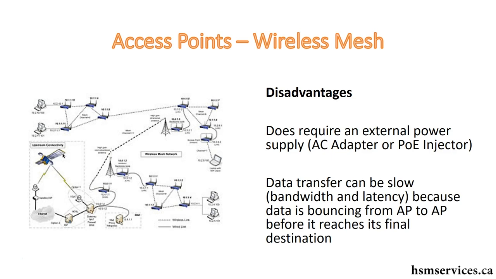But at the same time, you have to think about all this traffic going along this mesh network, and so the data transfer can be slow because it has to go through the first AP and second AP and third AP, and each AP has to think about where the data is going to go next. So you've got a bandwidth restriction, and also the latency could be very high before you get what you want.